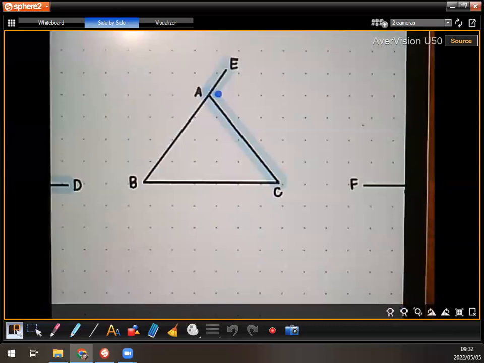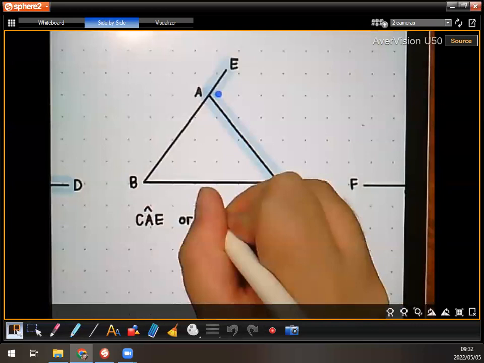So now the exterior angle is this angle over here. The angle where that side has been lengthened on the outside of the triangle, that is the exterior angle. Which two lines form this angle now? AE and AC. Okay, so let's highlight those two, AE and AC.